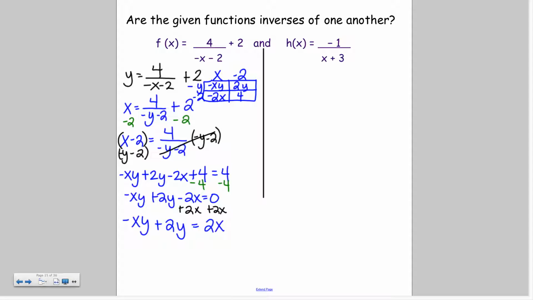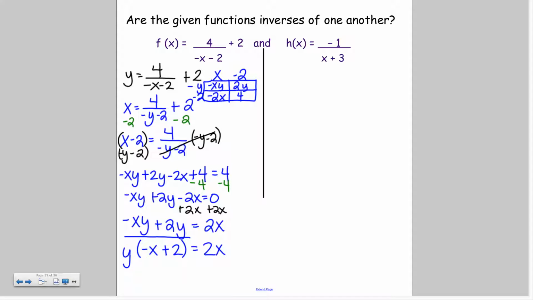All right, so now the next thing we need to do, and this goes back to Unit 2, greatest common factor, difference of squares, that kind of stuff. We're going to factor. Because we have a y in both of these, is there anything that we can take out of both of those? If you look at it, it is y. So if we take y out, we're left with -x plus 2. It's going to be equal to 2x.